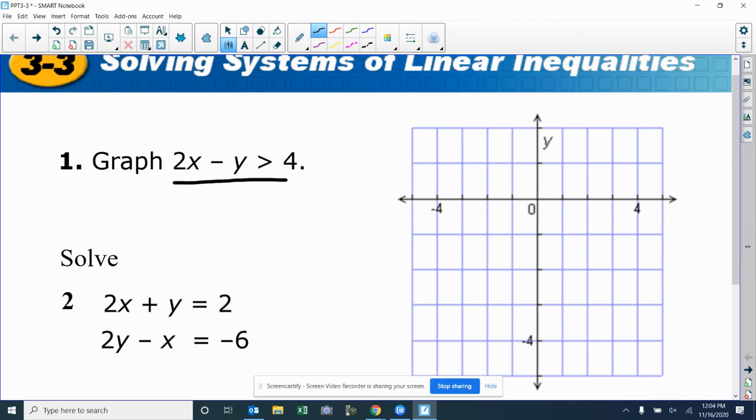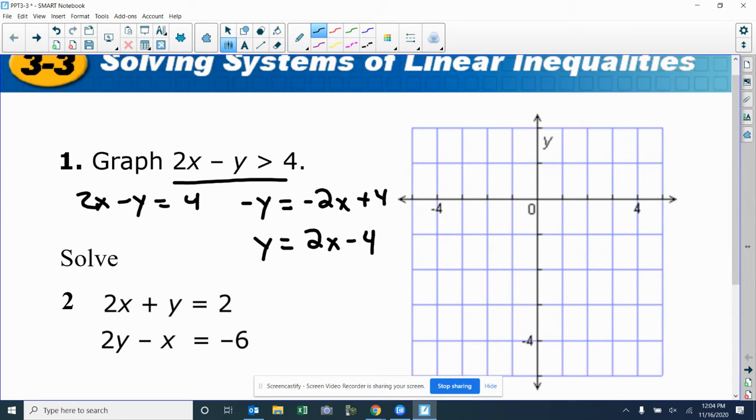First, we're going to write it with an equal sign. So 2x minus y equals 4. Take the 2x to the other side. We'll have minus y equals negative 2x plus 4. Now we want it to be y, so we're going to multiply by negative 1 all the way through, so that'll change all these signs. y equals positive 2x minus 4. Now you're ready to graph it. See if you can sketch that graph.